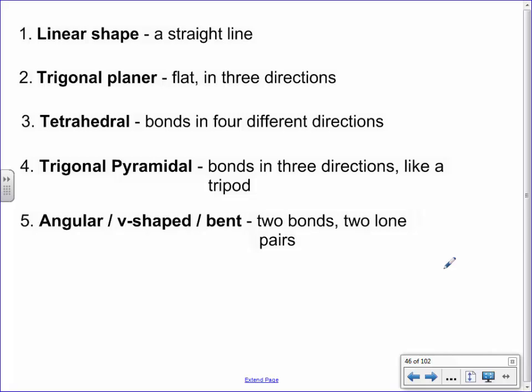Okay. The next one is tetrahedral. Tetrahedral is where you have a very similar one, only you go in 4 directions. I've already shown you one of these before. This is your basic tetrahedral. You're going to go off in 1, 2, 3, 4 directions.